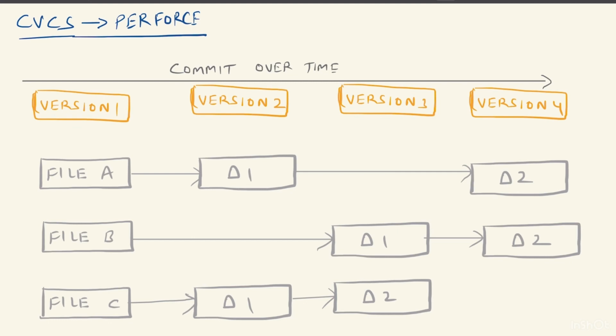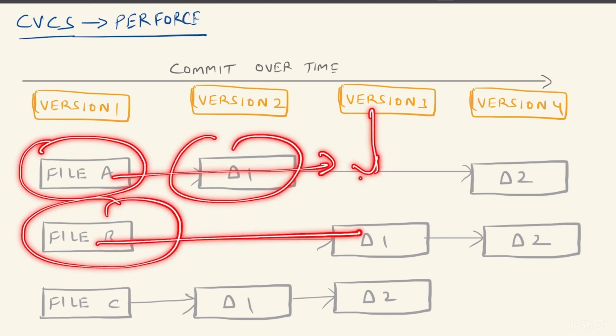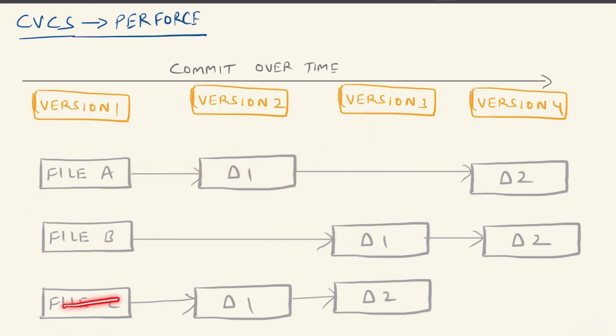In a similar way, suppose in version 3 I want to see all the files. We will take file A, combine all the differences, and give back file A. We'll take file B, combine all the differences, in this case only delta 1, and give back file B. In this case we will combine file C, delta 1, delta 2, and then give back file C.